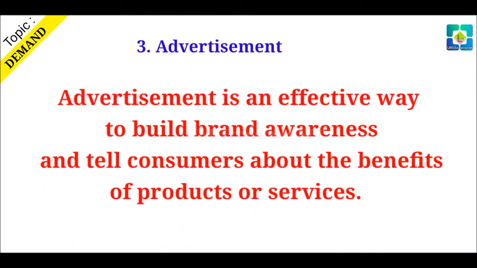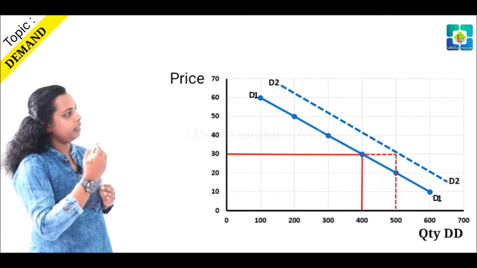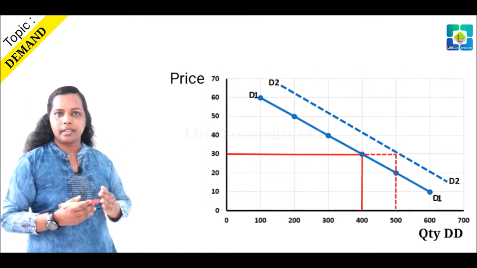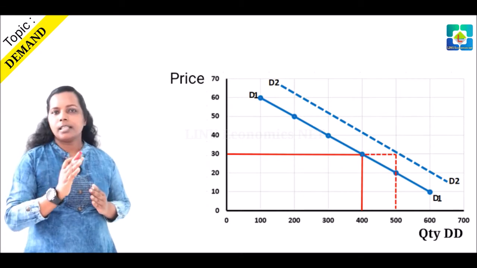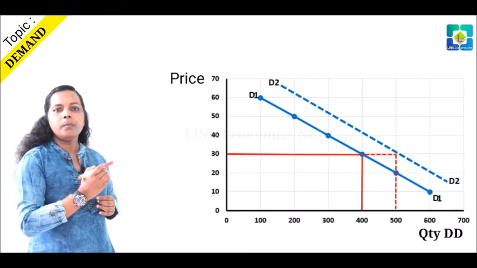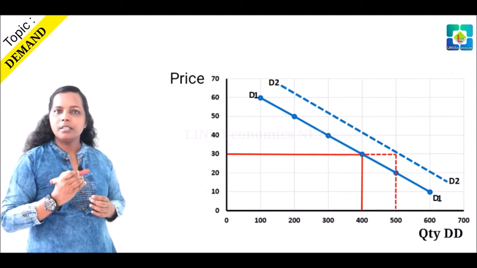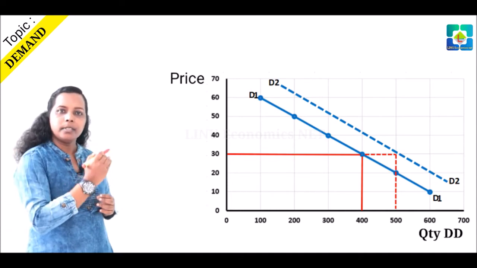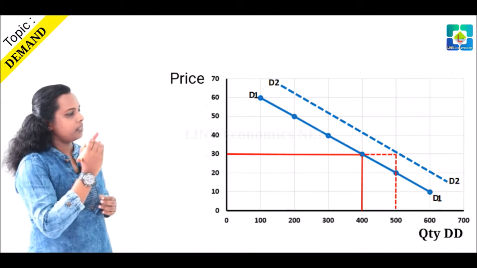Advertising is an effective way to build brand awareness and to tell consumers about the benefits of the product or services. Please look at this diagram. The demand curve for a product will increase and move to the right side because of a successful advertisement. When there is a successful advertisement, the consumers are more aware of the product, and the existing customers also prefer to buy this particular product. As a result, the demand curve shifts to the right side.